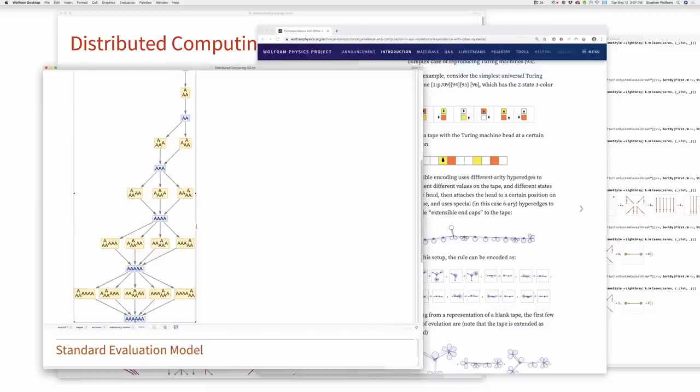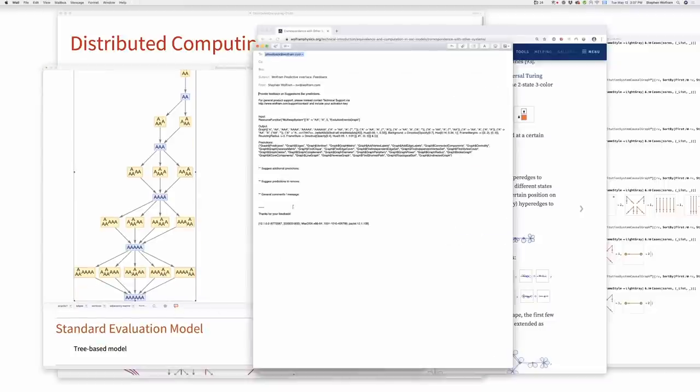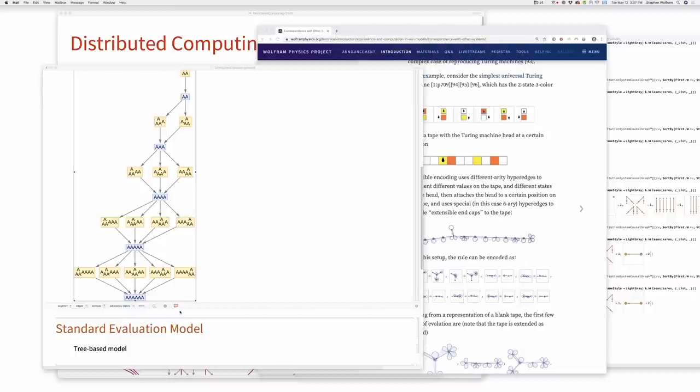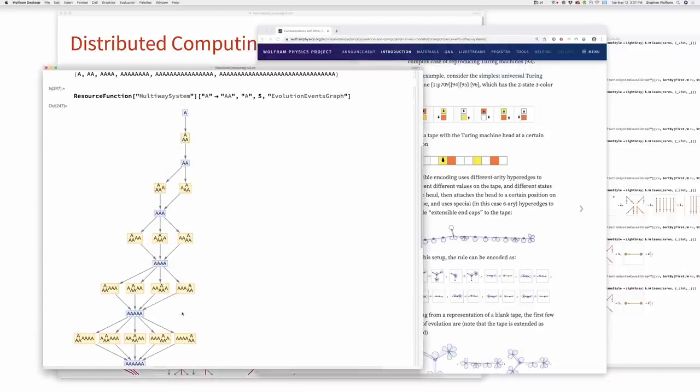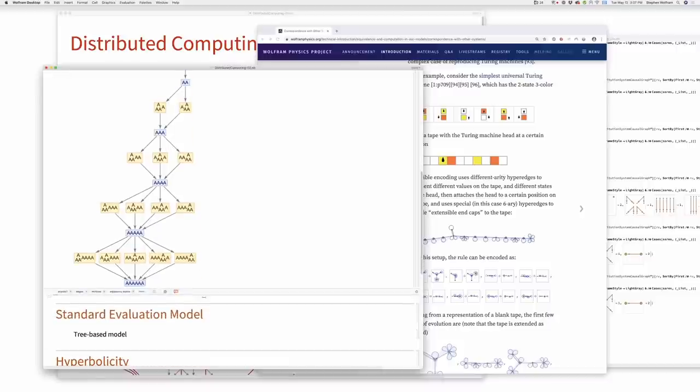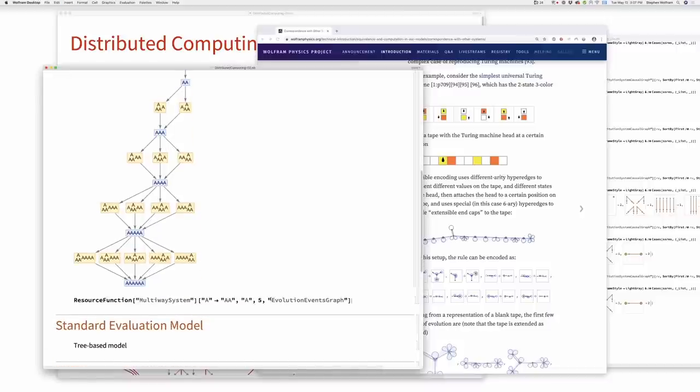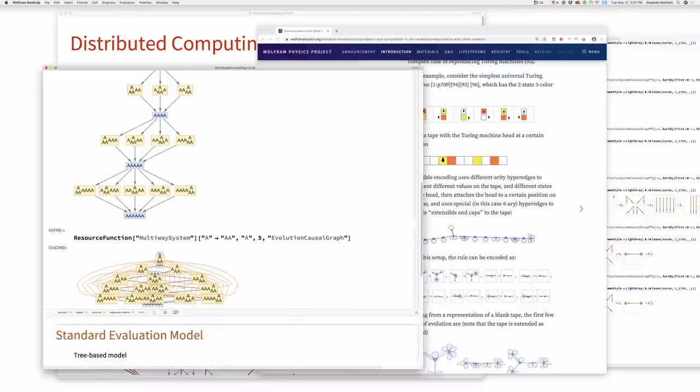But now how do we actually see in this picture what can be done in parallel? Well, what we need to do here is look at the causal relationships. So I think what we want is, what is it called? Evolution causal graph? Yeah, if you want to add the causal edges, then yes, it's evolution causal graph.